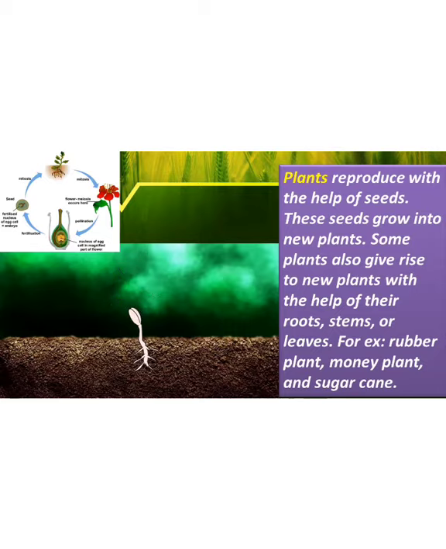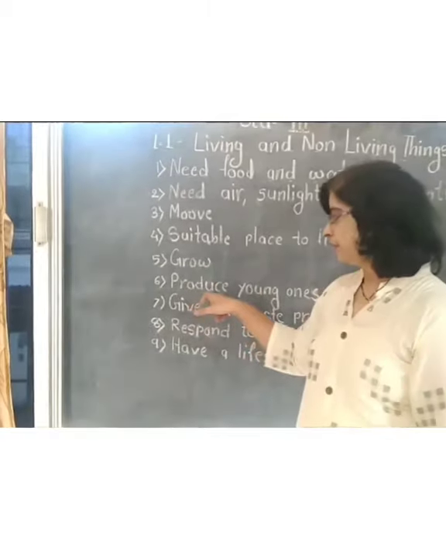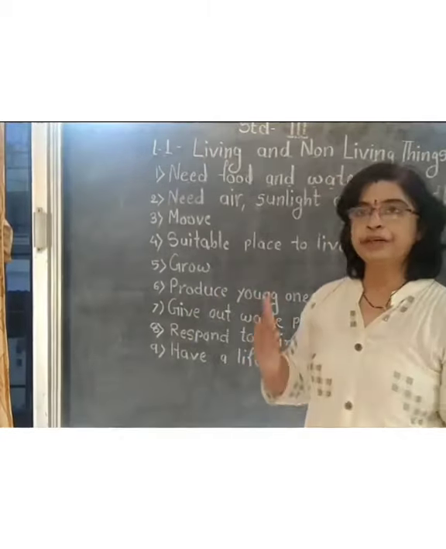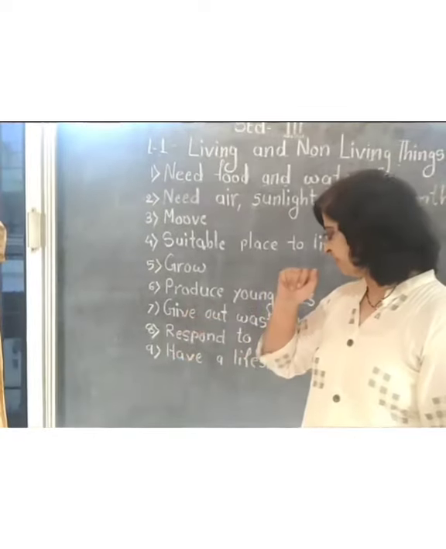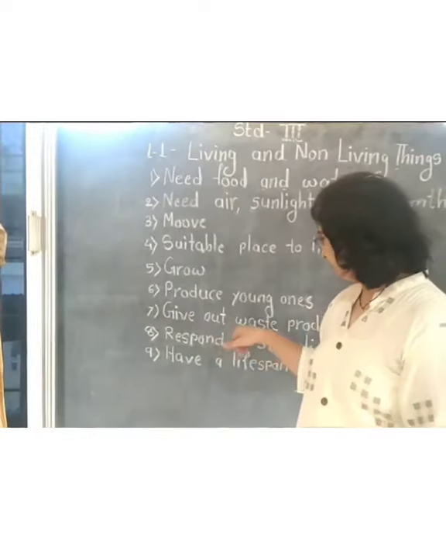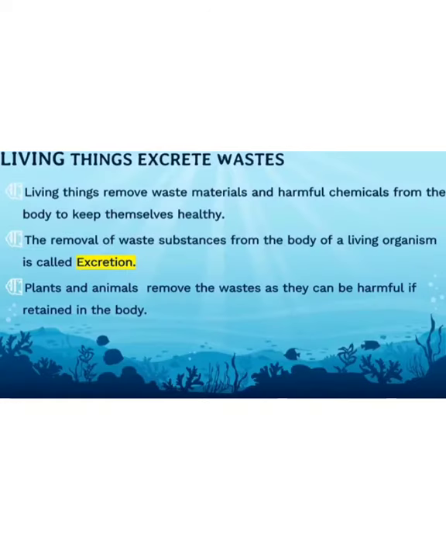Non-living things do not reproduce. So different animals or different living things give young ones or reproduce in different ways. Next one is that living things give out waste products. Students, now let's talk about another characteristic of living things, that is, living things excrete waste.